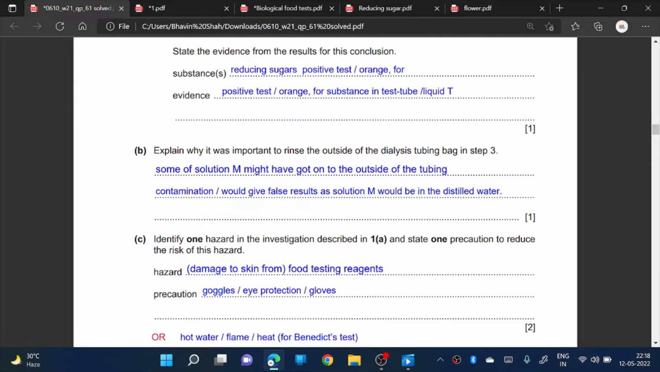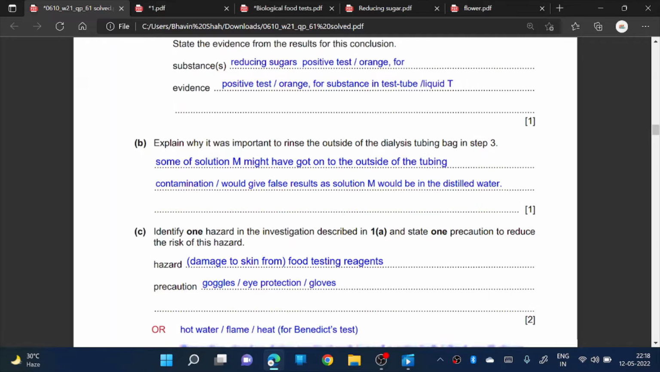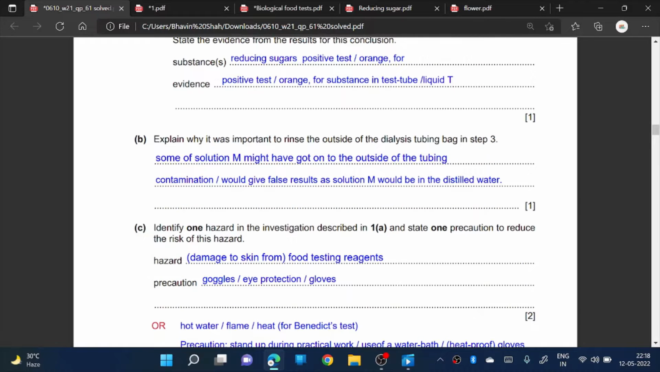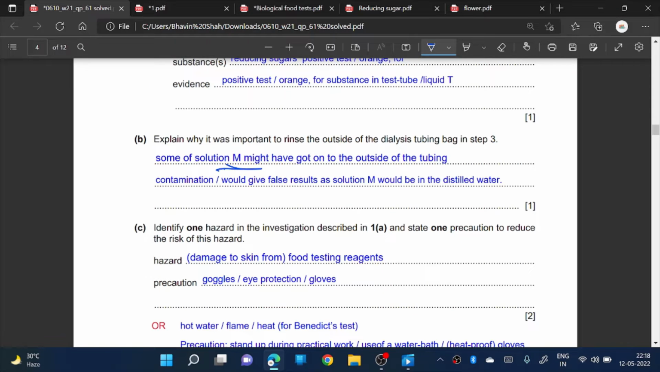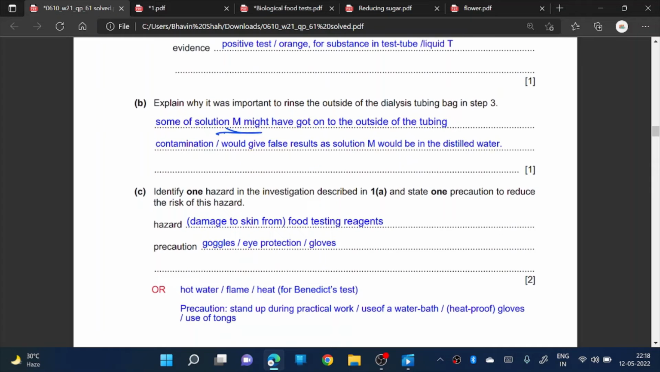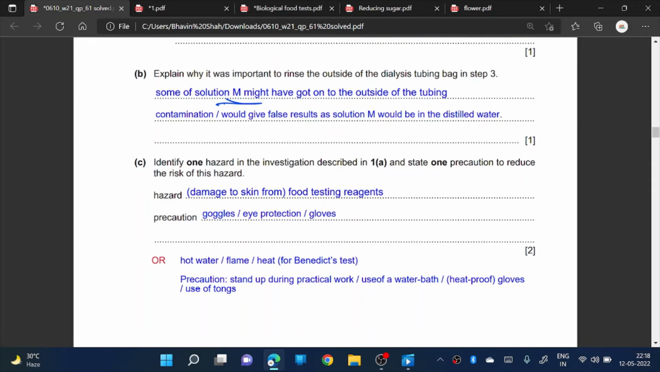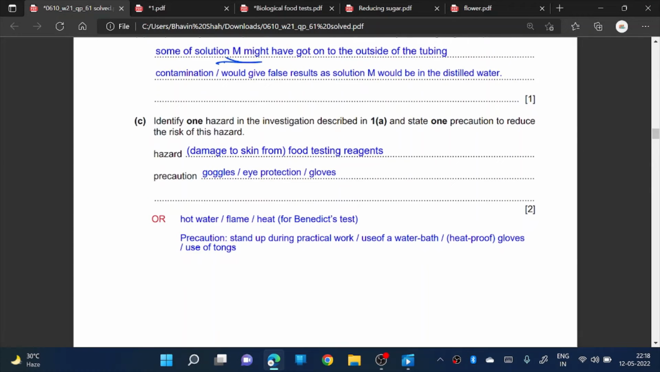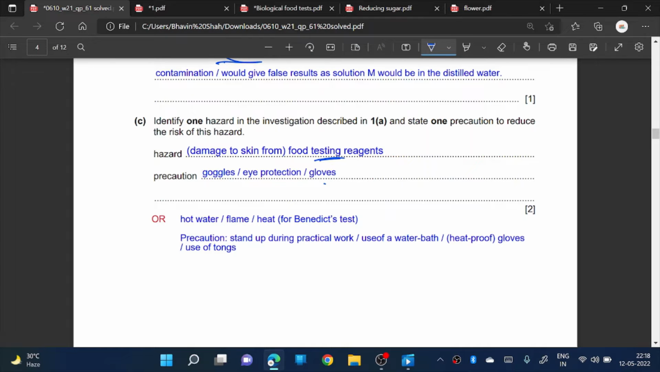Explain why it is important to rinse the outside of the dialysis tubing bag in step 3. Some of the solution M might have got onto the outside of the tubing, so rinse to avoid any type of contamination. Identify one hazard for this investigation. So as we know, these food testing reagents are corrosive. So you need to wear gloves or eye protection or goggles.